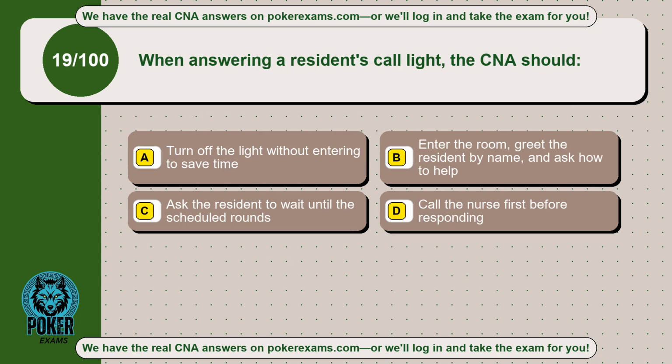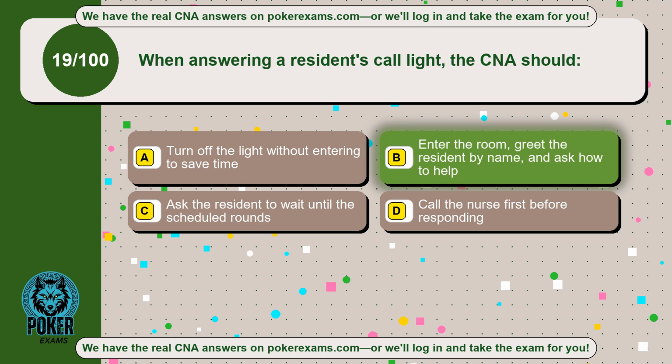Question 19. When answering a resident's call light, the CNA should: Option A, turn off the light without entering to save time. Option B, enter the room, greet the resident by name, and ask how to help. Option C, ask the resident to wait until the scheduled rounds. Option D, call the nurse first before responding.